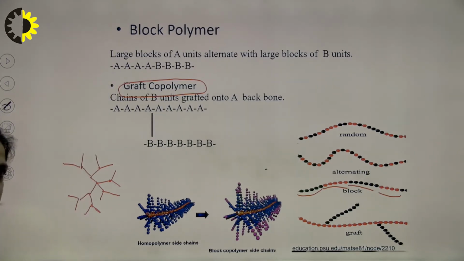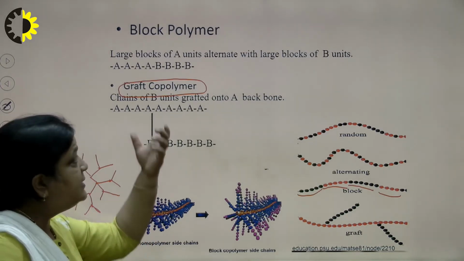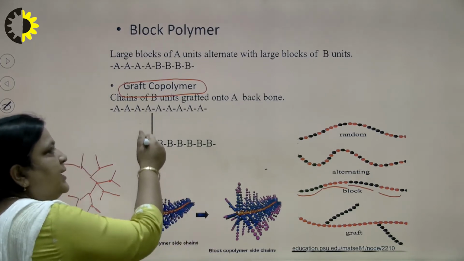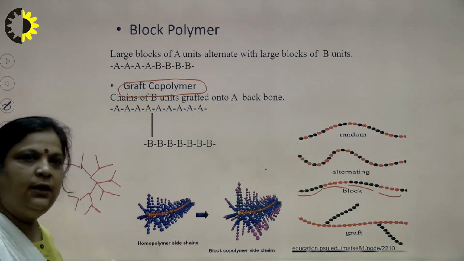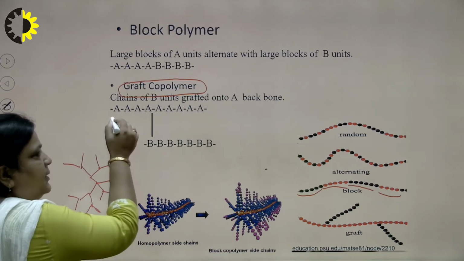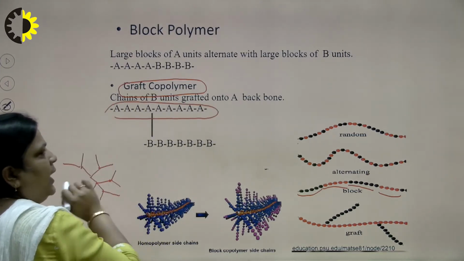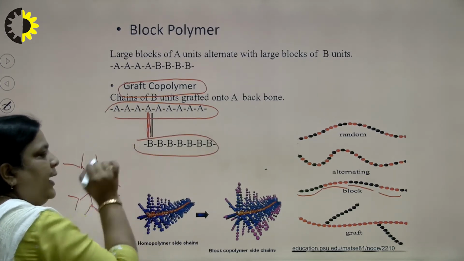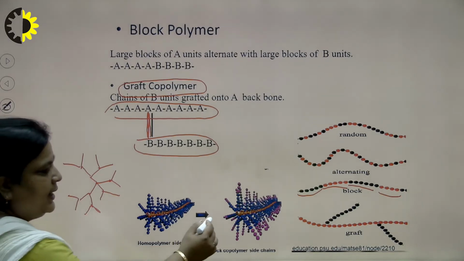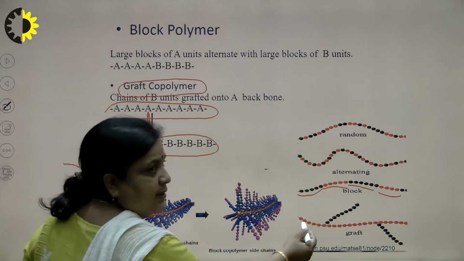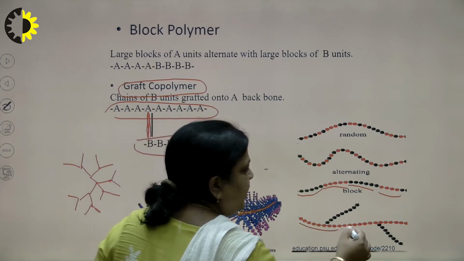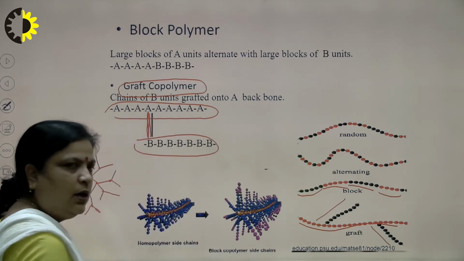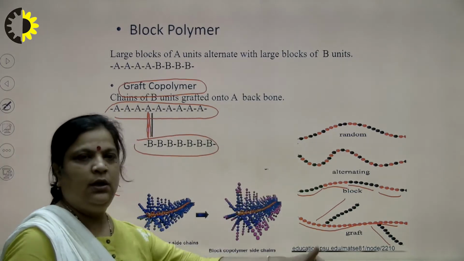In this, a group, or we can say a block, of one monomer is attached at the branch of the chain of another monomer. So, here we see the chain of A, and then a group or block of B is attached with A. Here we can see the chain is one type of monomer, and another type of monomer, a group, a block, is attached in a branch.